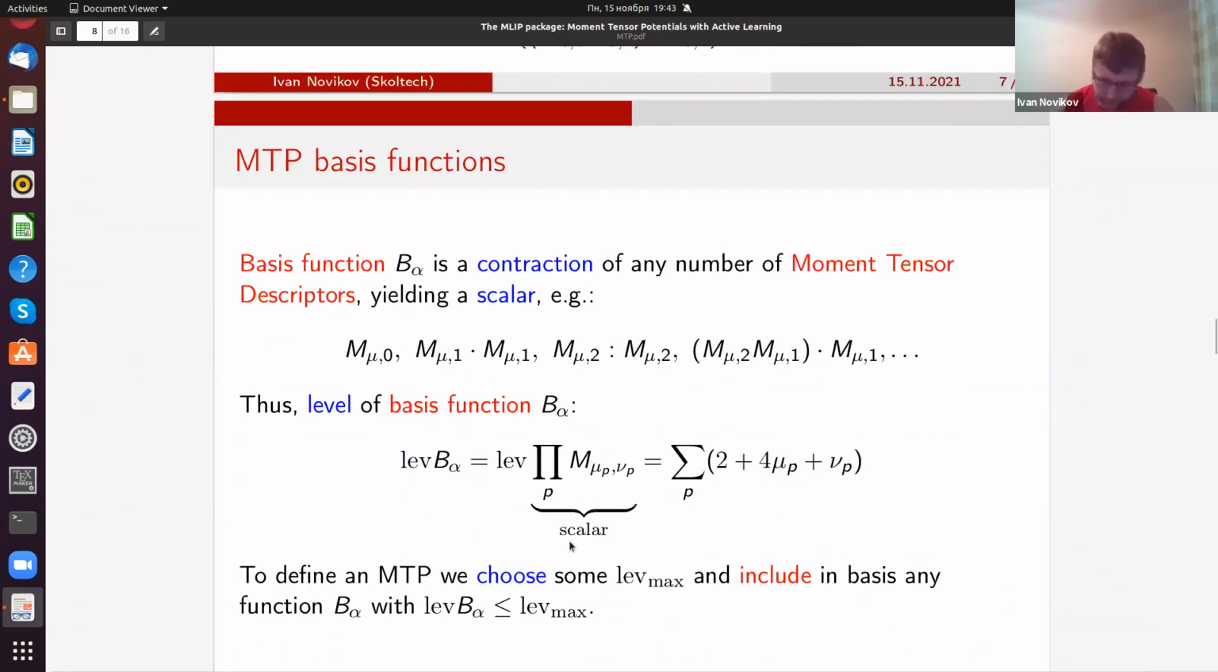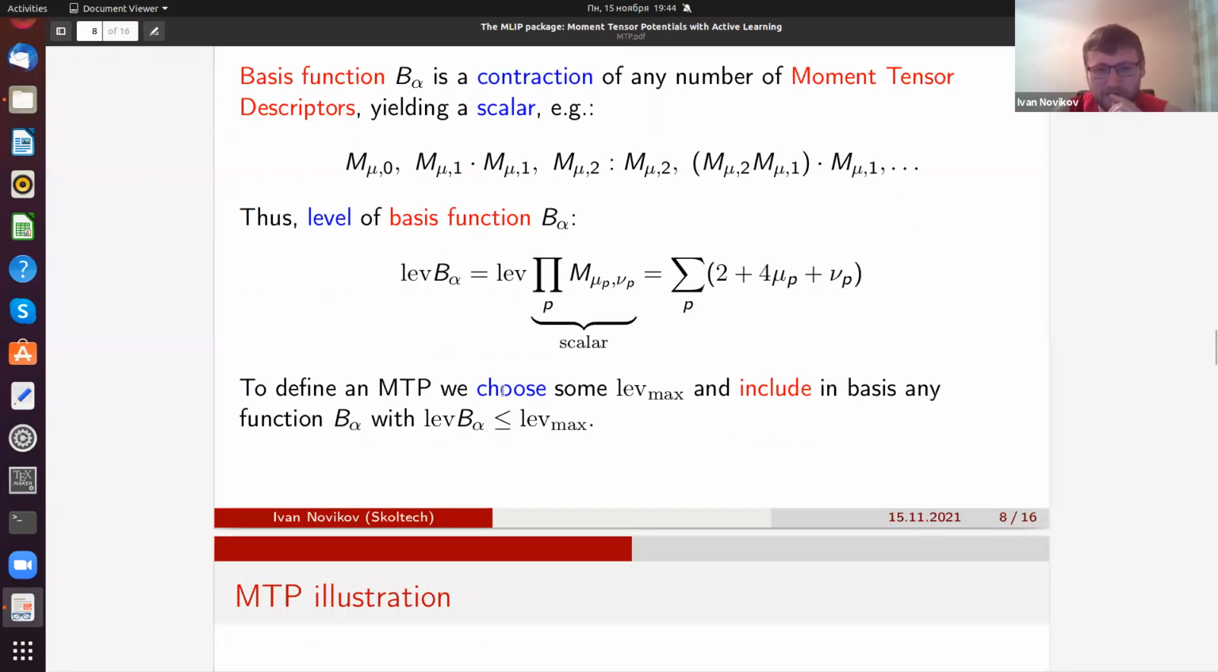And actually, as you can see from this definition, there is an infinite number of basis functions B alpha. So we can introduce an infinite number of basis functions B alpha. To define MTP, in practice we choose some maximum level and include in the basis any function B alpha with level of B alpha less than or equal to the maximum level. So in practice, of course, we deal with a finite, not infinite, number of basis functions.